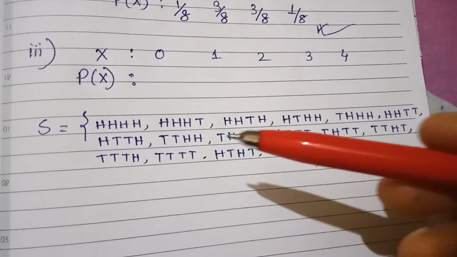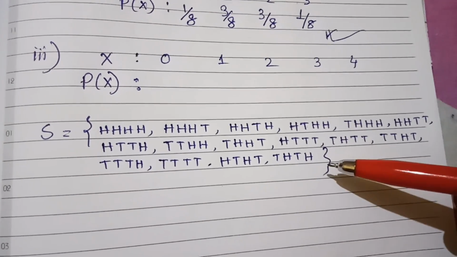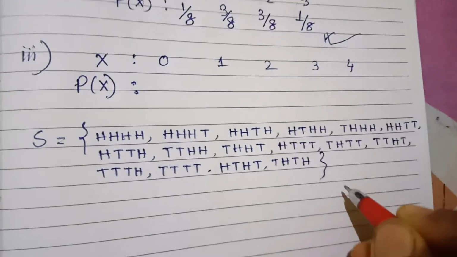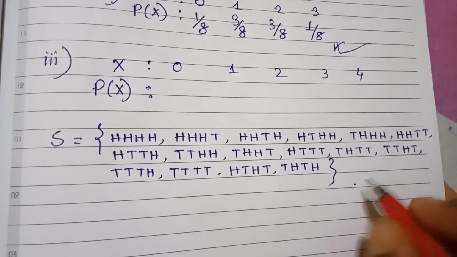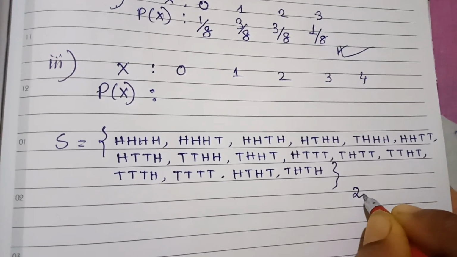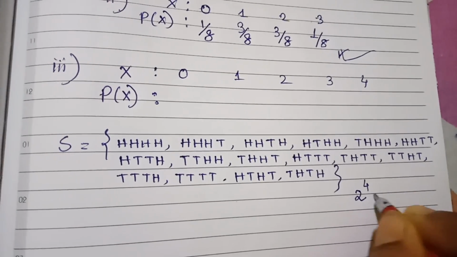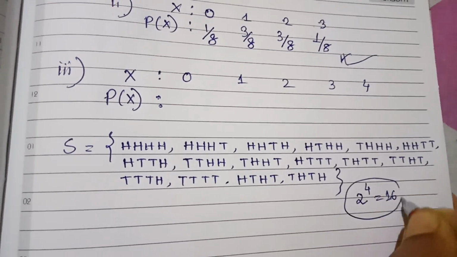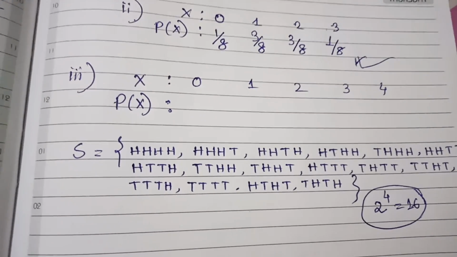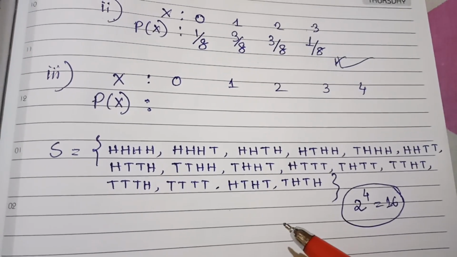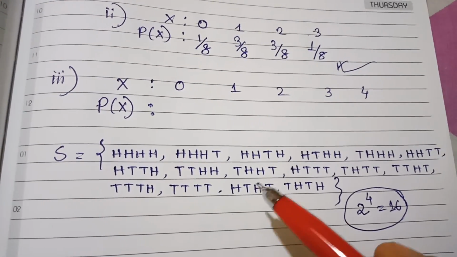So this is the sample space containing 16 sample points. Why 16? Because a coin is tossed 4 times. One coin tossed 1 time has 2 outcomes. So one coin tossed 4 times means 2 to the power 4, that is equal to 16. Okay, this is the formula. You all know it. Please take a screenshot of this so that you can at least remember it.